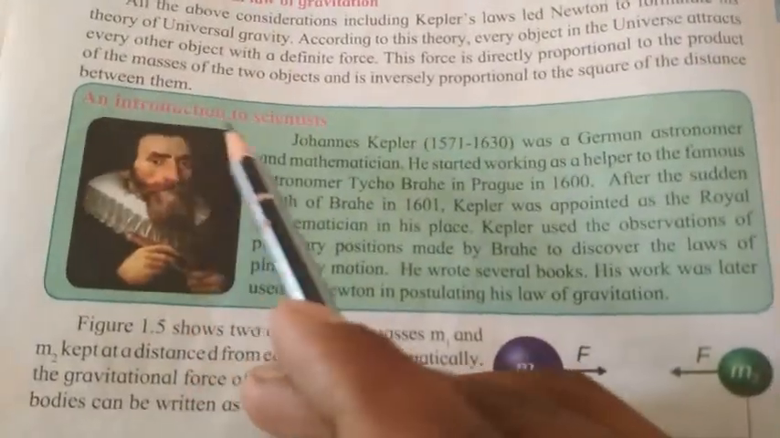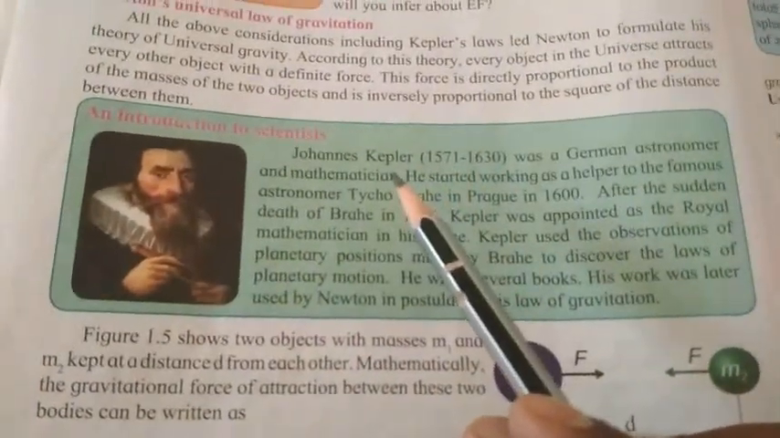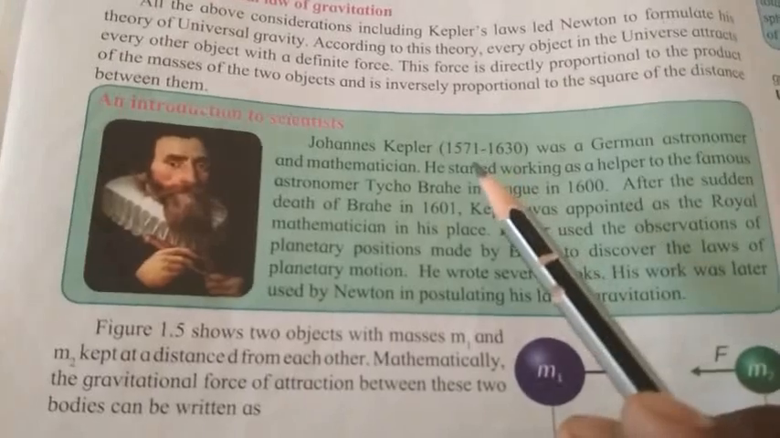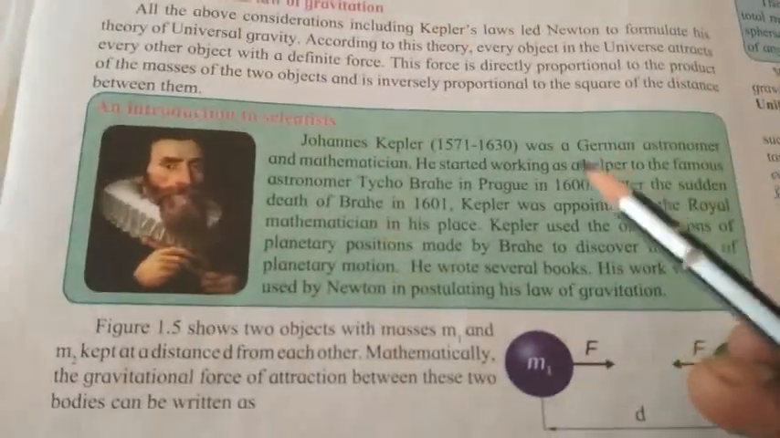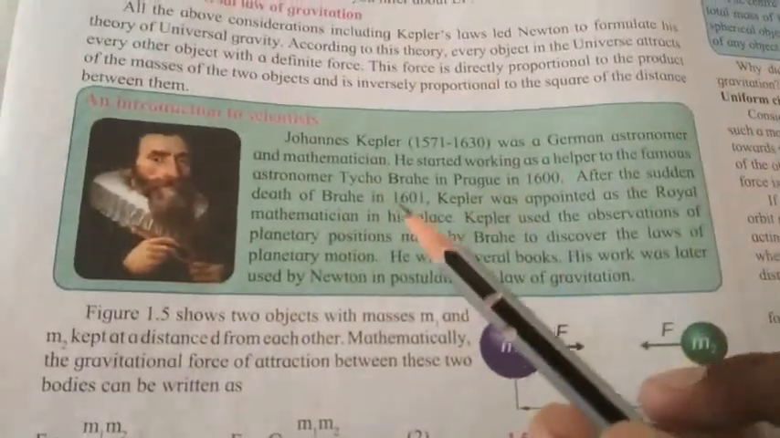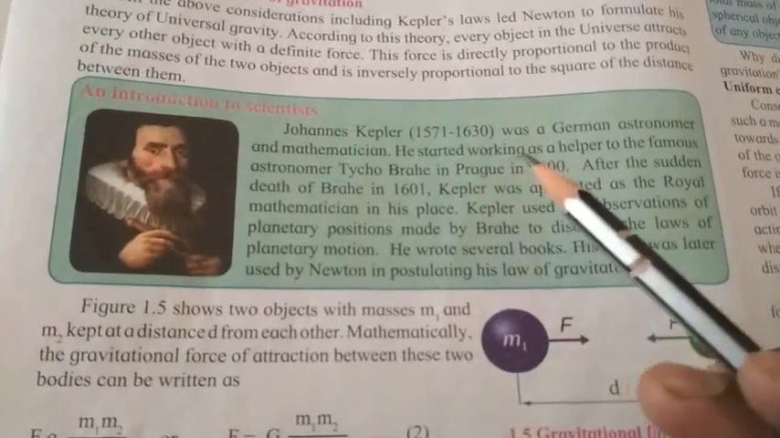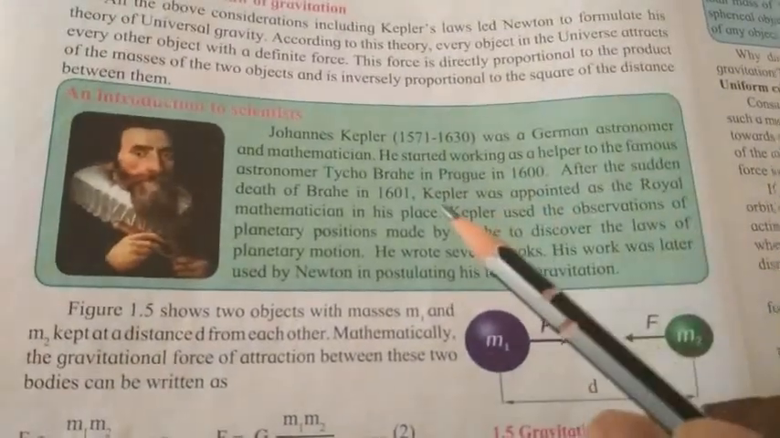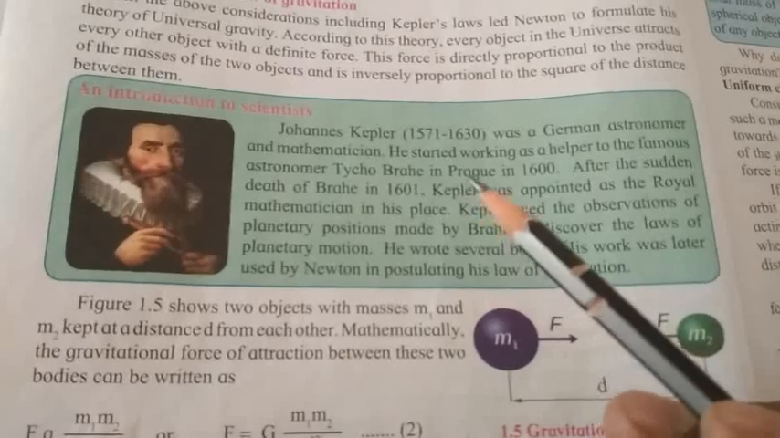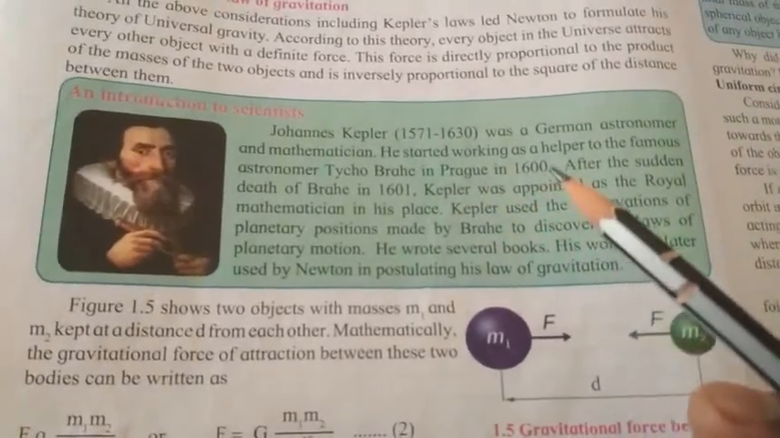Next one is an introduction to scientists. Johannes Kepler, 1571-1630, was a German astronomer and mathematician. He started working as a helper to the famous astronomer Tycho Brahe in Prague in 1600.